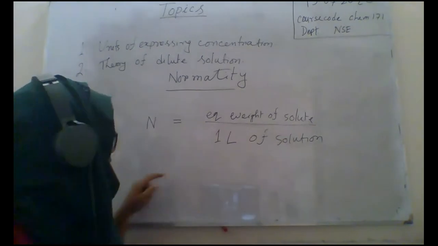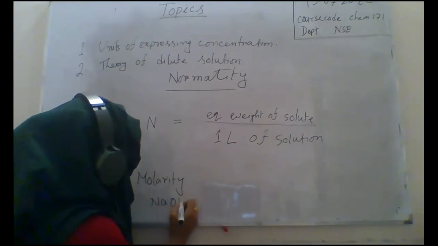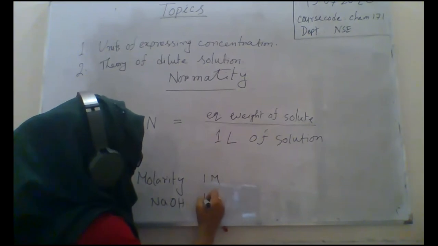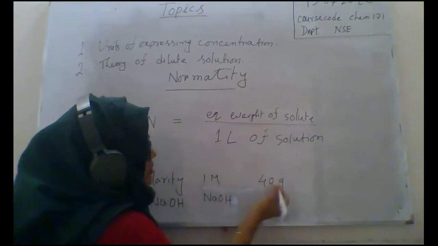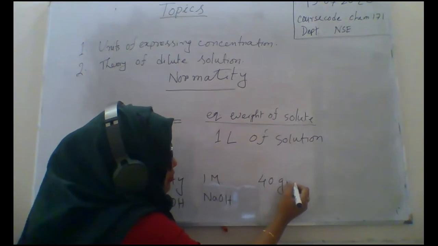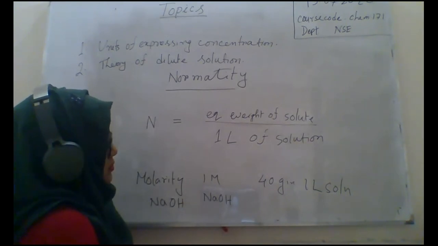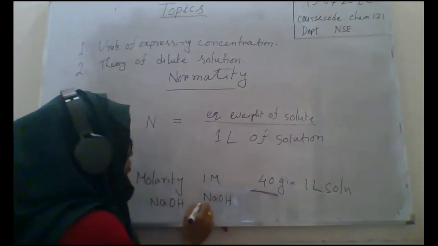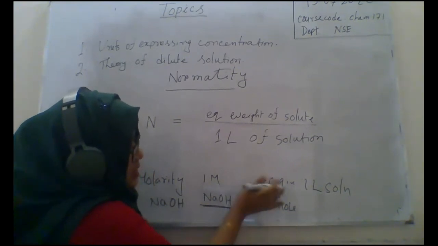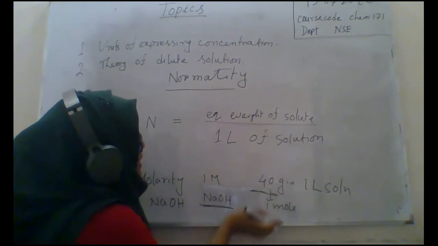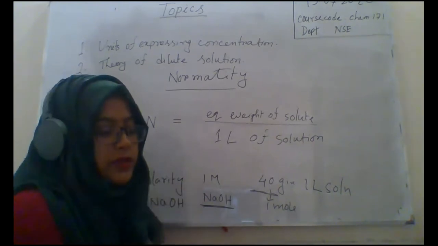Suppose in molarity, for sodium hydroxide, if you want to make 1 molar sodium hydroxide, you have to take 40 grams of sodium hydroxide in 1 liter solution, right? So what is the equivalent weight of sodium hydroxide? For 1 mole, it is 40 grams. But what is the equivalent weight of 1 mole of sodium hydroxide? So you have to convert this.